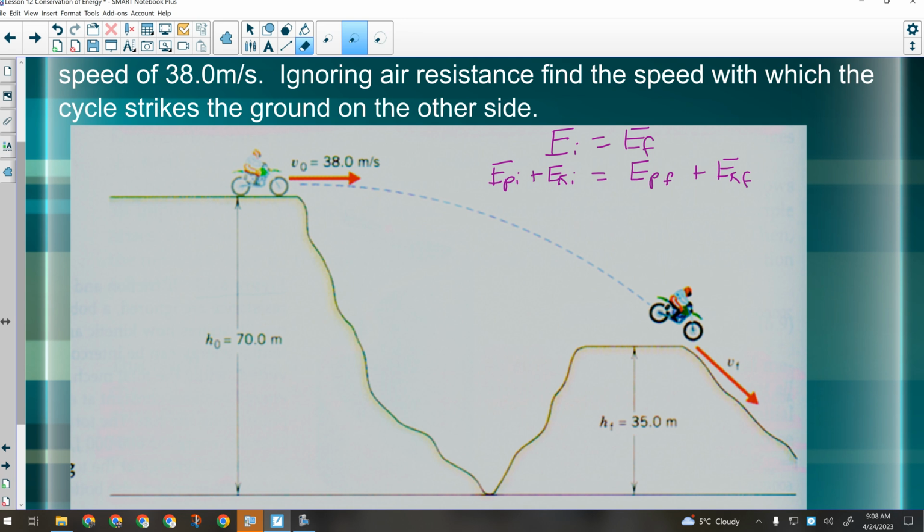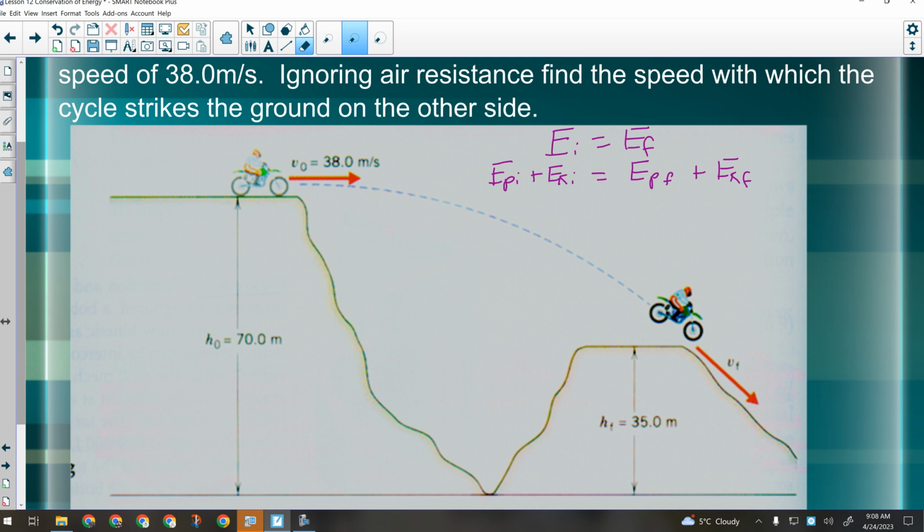We're starting here at a height of 70 meters, so we have initial potential. And we're moving at 38 meters per second, so we have initial kinetic. When we land, we're still 35 meters above the bottom of the canyon, so we still have some potential. And they're asking to calculate the speed, which we already established would be faster. So we definitely have all four of those kinds. None of them are zero.